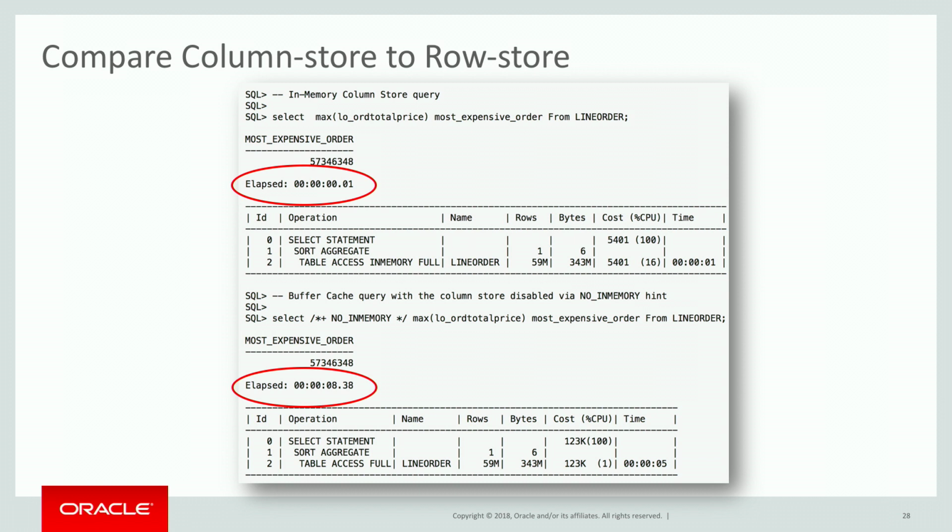From the row store, I allocate a keep pool and cache the table entirely within the keep pool, so there's no physical I/O. It takes 8 seconds on the same exact system. So it's almost an order of magnitude difference in performance between the row store fully cached and the column store fully cached. An apples-to-apples comparison. So how do we do that?